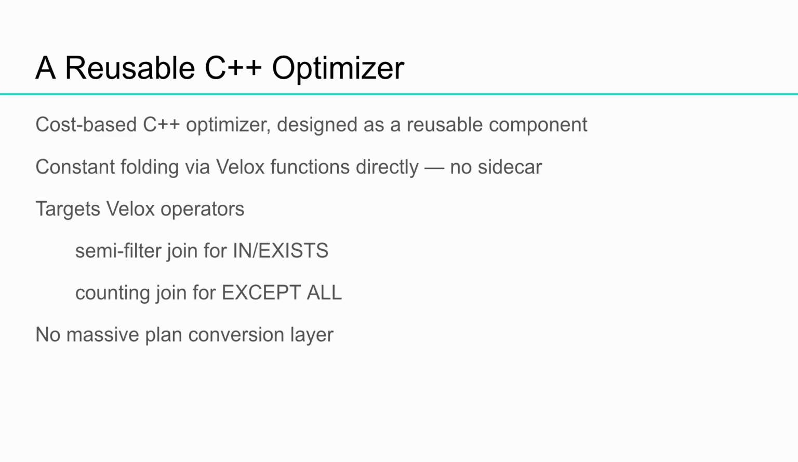Now, I said the optimizer is the hardest piece. Let me show you why building it in C++ right next to Velox makes the difference. The optimizer directly uses Velox's function registry and expression evaluation, making Velox the single source of truth. No more ensuring that Java's function registry matches exactly, which has been a source of bugs. Constant folding uses the same code path as query execution. No sidecar, no integration overhead. The optimizer can even constant fold scalar subqueries by executing them in process.